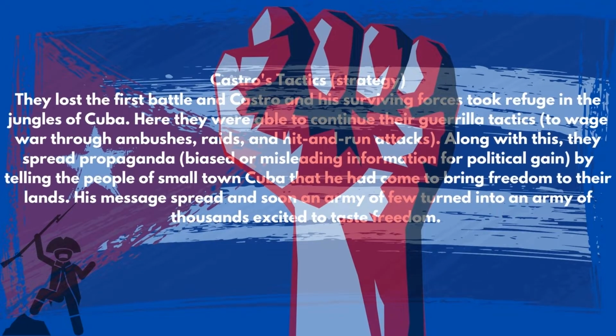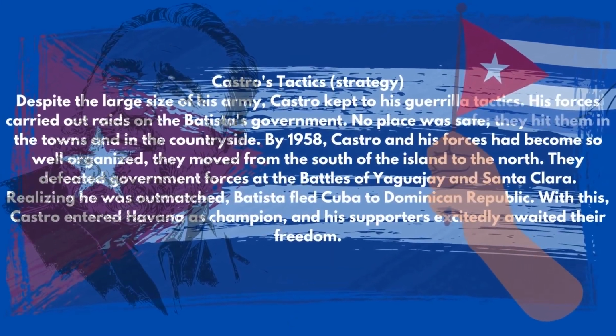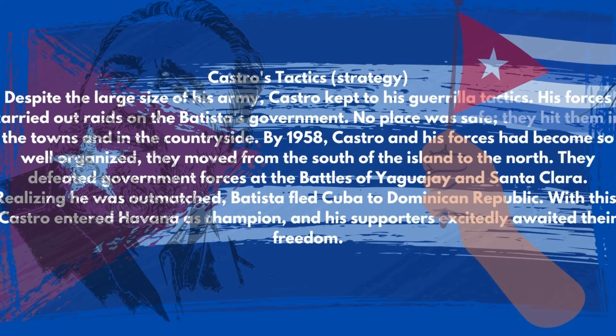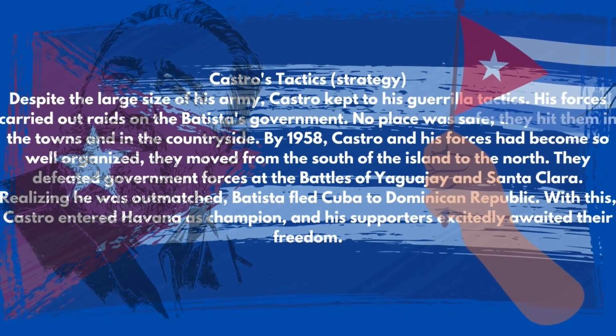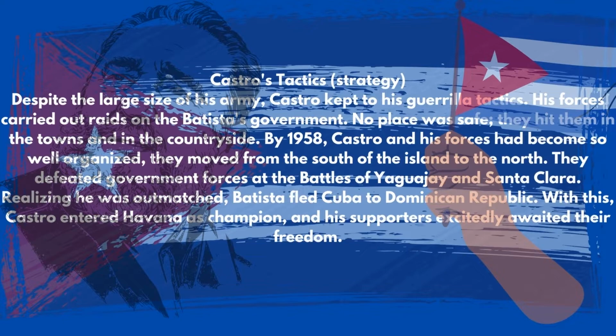Here, they were able to continue their guerrilla tactics, and along with this, they spread propaganda by telling the people of small town Cuba that they had come to bring freedom to their lands. His message spread, and soon an army of few became an army of thousands. Even though Castro's army became so large, he kept to his guerrilla tactics. Castro also got the support of peasants, the middle class, businessmen, the church, and even university students who were displaced because Batista had closed the Havana University.